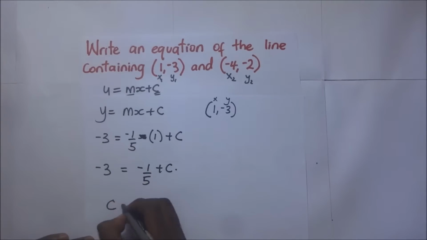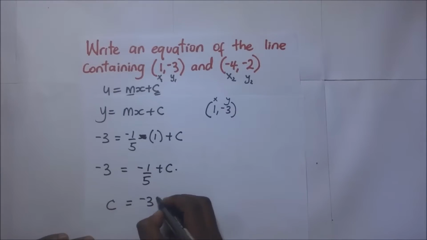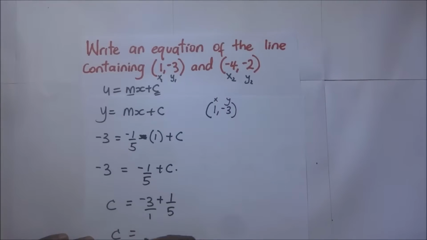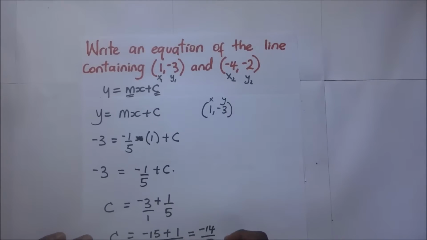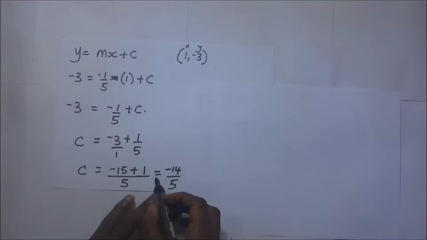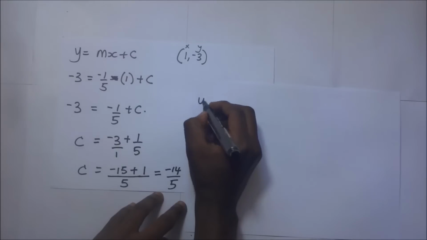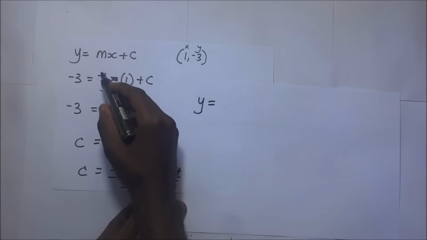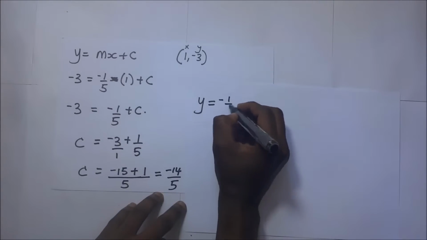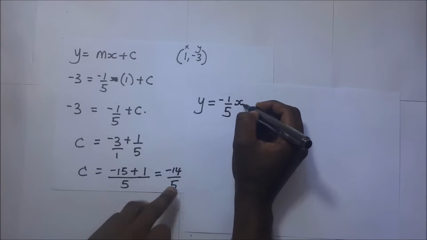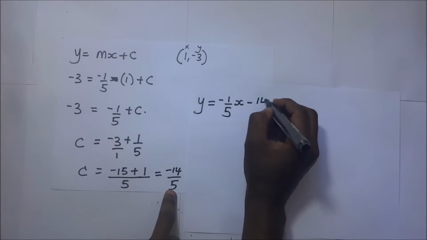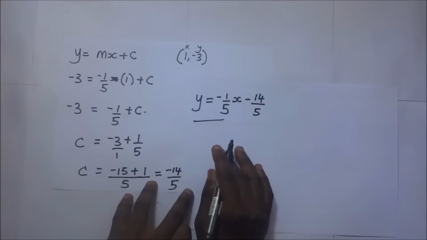Making c the subject of the formula, it's going to be -3 plus a fifth, all over 1. So our value of c is -14 over 5. So definitely, after getting our value of c, the equation is going to become y is equal to our value of m, which we got as -1 over 5, x, plus c. This becomes -14 over 5.